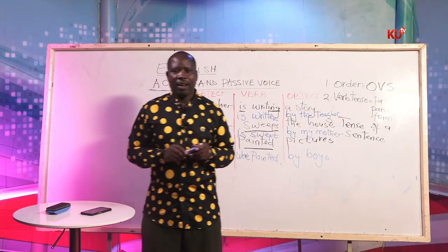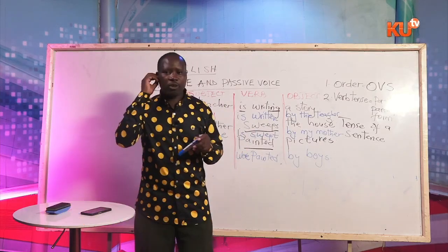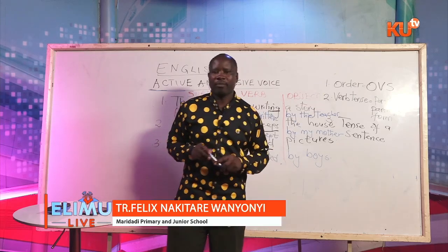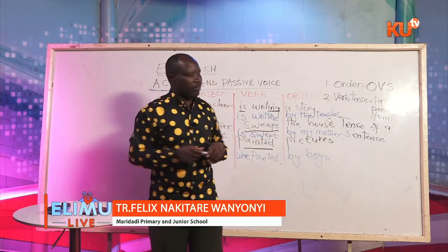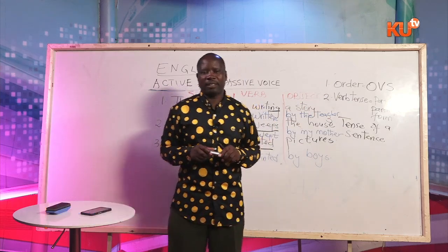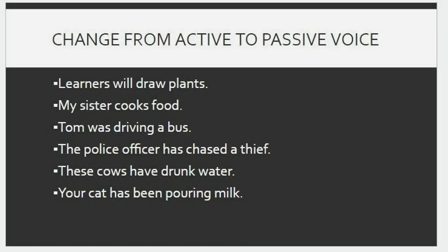Now with that, we have some questions that I want us to go through for assignment. We put it to consideration, the tenses, how the tenses change. We go through them quickly within 3 minutes, then we finish and finalize. Number 1, learners will draw plans. For each question, I'll give just 5 seconds. Learners will draw plans.